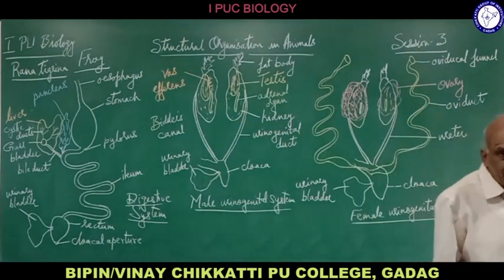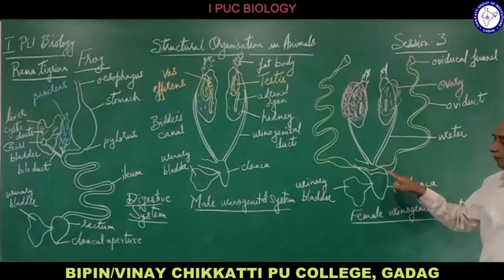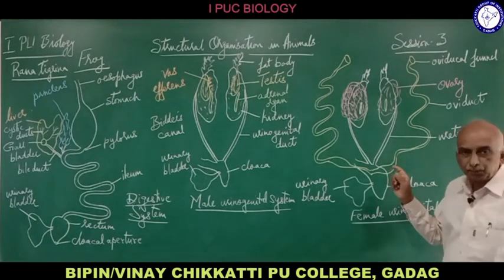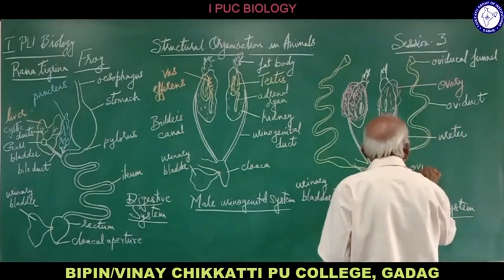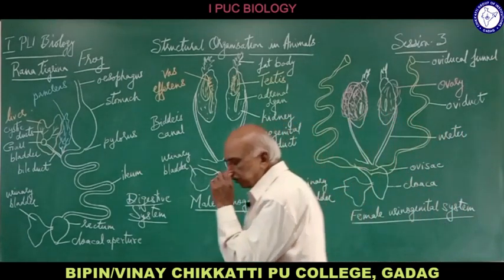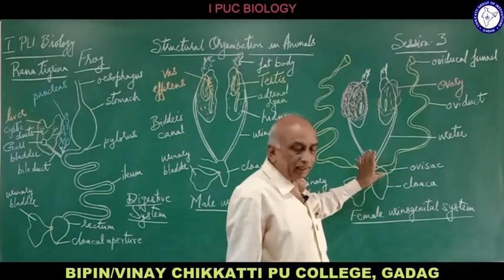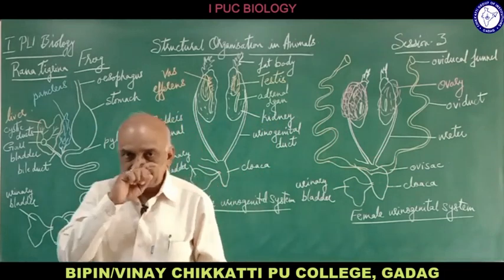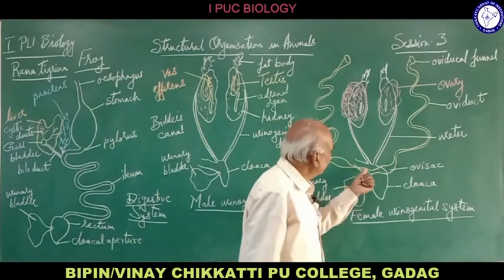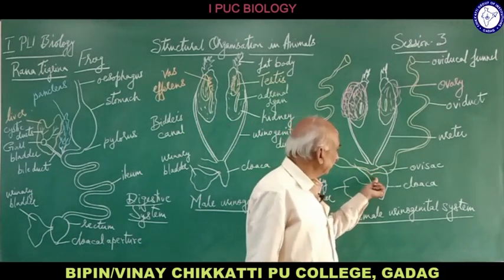The oviducal funnel continues into the coiled oviduct, and before the oviduct opens into the cloaca, there is a small swollen structure called the ovisac. This ovisac is a broad part of the oviduct at the posterior end, just before it opens into the cloacal chamber. The two ovisacs join and form a common single opening into the cloacal chamber.